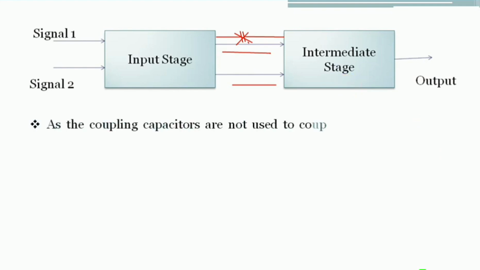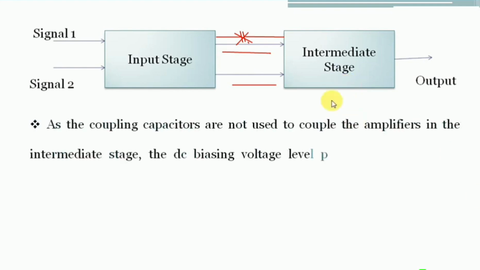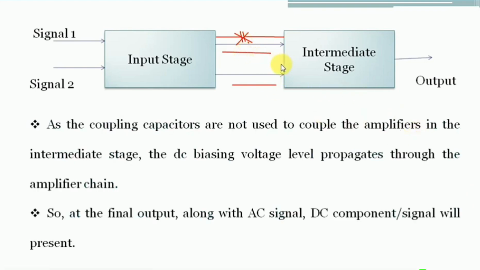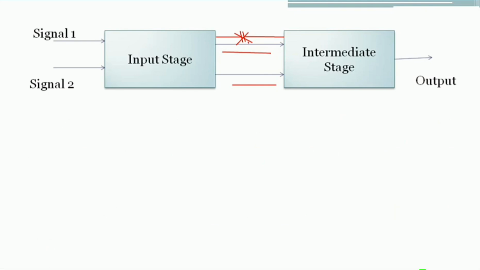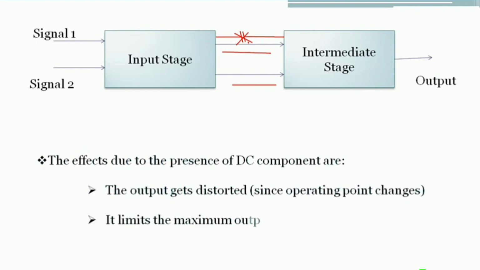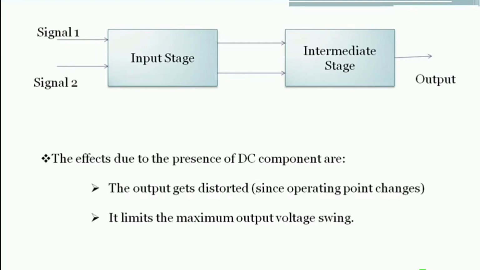So the major drawback of not using a coupling capacitor is that the DC signal is also added along with the AC signal. Now what happens if a DC signal is present in the AC signal? The effects of the DC component present in AC are that the output signal gets distorted, and it also limits the maximum output voltage swing. Now we will see the waveform, how the signal appears at the output of an intermediate stage with coupling capacitors and without coupling capacitors.